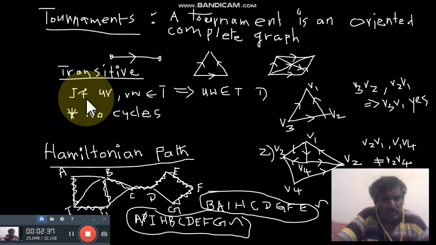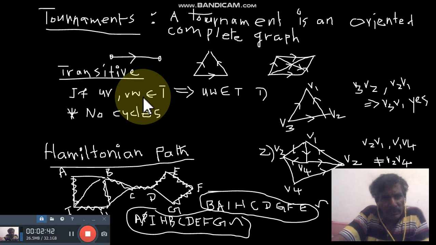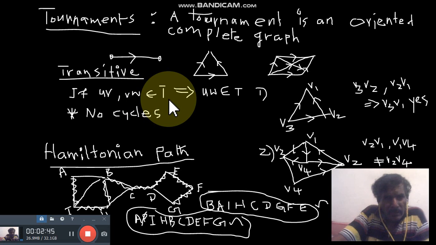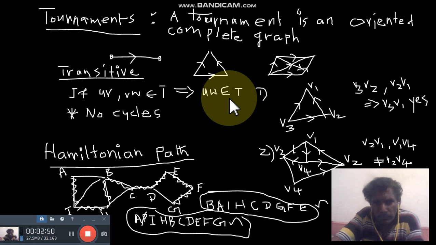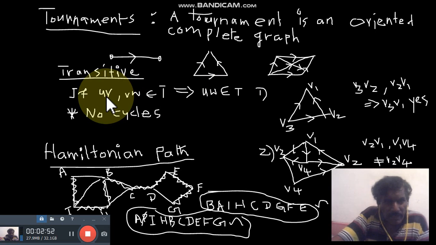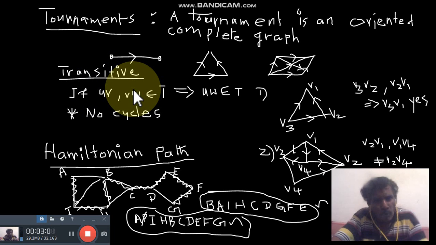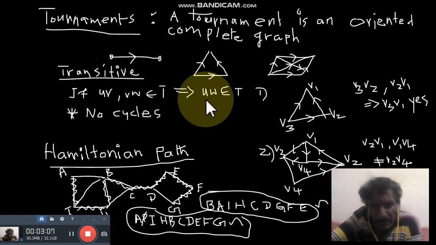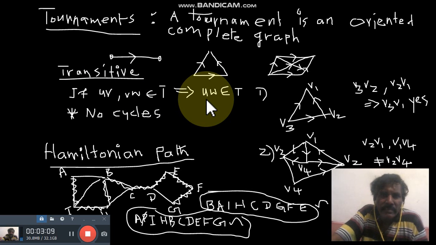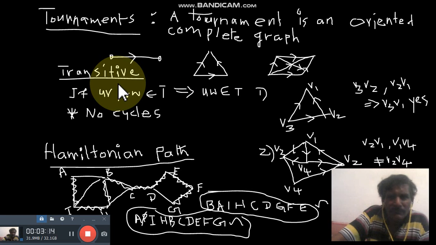Similarly here, if UV and VW are the two arcs in a tournament, that implies UW belongs to that tournament. I mean, if you join the initial point and the final point of an arc, that arc must also be in that particular tournament. Okay. So if that is the case, then we say that the transitive property is satisfied.